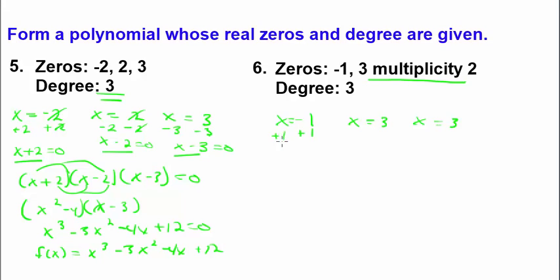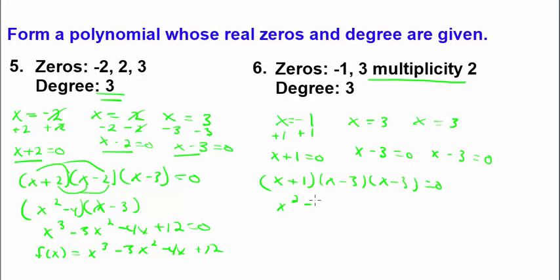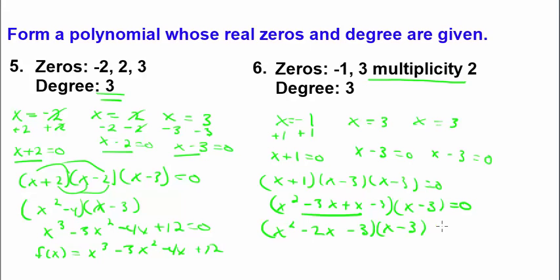I'm then going to again get my factors. So x plus 1 is equal to 0, x minus 3 is equal to 0, and x minus 3 is equal to 0. I write these out, and then I multiply them out. So it'll be x squared minus 3x plus x minus 3 times x minus 3 is equal to 0. Simplify the two middle terms, so you have x squared minus 2x minus 3 times x minus 3. And so finally I need to multiply again. So x to the third minus 2x squared minus 3x and minus 3x squared plus 6x and plus 9 is equal to 0.